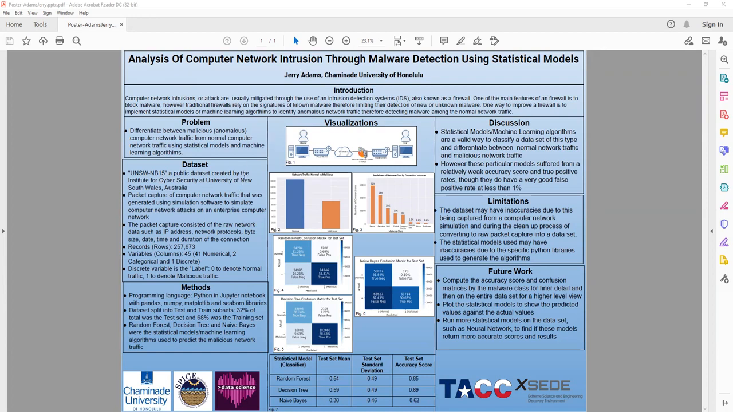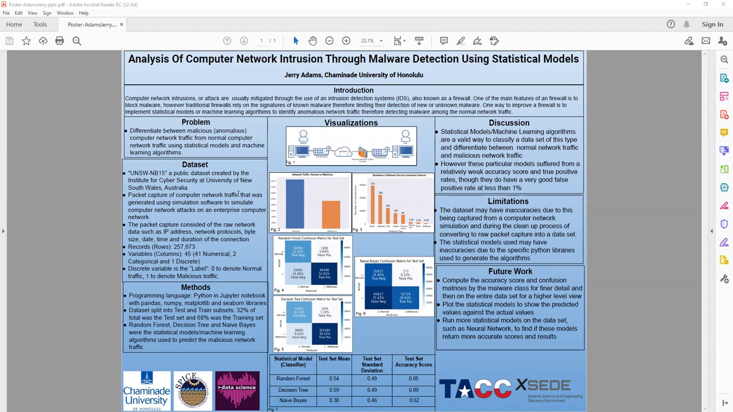Dataset. The dataset I utilized is UNSW-NB15, a public dataset that is well known within cybersecurity circles. It was created by the Institute for Cybersecurity at the University of New South Wales, Australia. The dataset is a packet capture of the network traffic that was generated using simulation software to simulate computer network attacks on a computer network, purposely sending malware such as viruses, worms, and ransomware through the network.